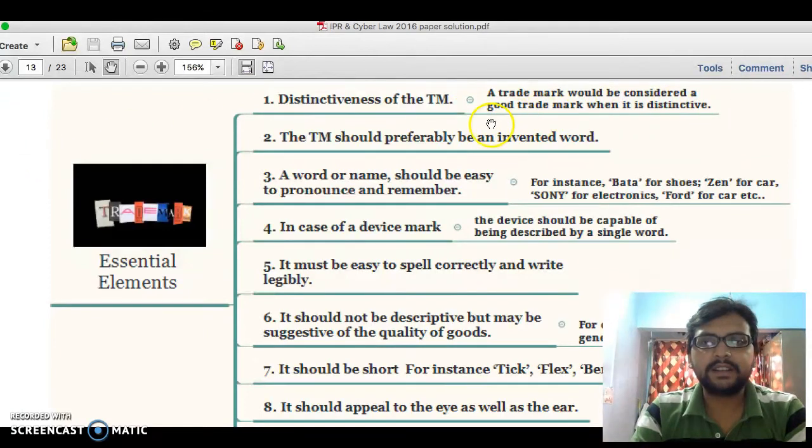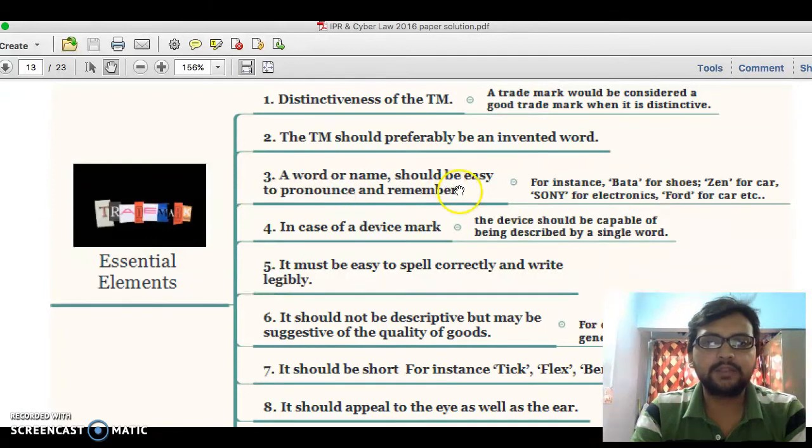A trademark is considered a good trademark when it is distinctive. Distinctive means non-repetitive. The trademark should preferably be an invented word. Let's suppose many companies use words which we do not use in our day-to-day life, for example Samsung, Acer. These are names we are not using in our day-to-day life. At the same time, they are very easy to pronounce and easy to spell as well. So our trademark should be easy to spell, easy to pronounce, as well as some unique word.